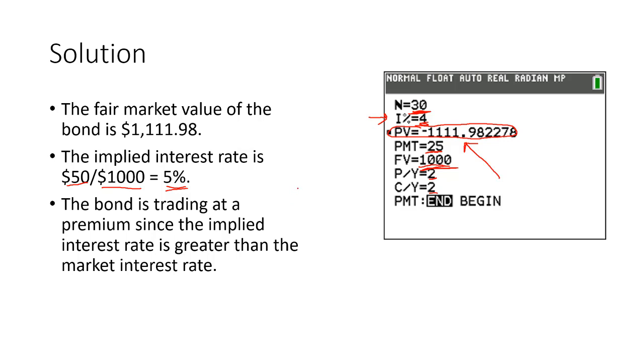So read problems carefully, but it's going to be simply a matter of understanding the problem well enough to plug those values into your calculator and then interpret the results in context of the problem. So I hope this helps you find the fair market value of a bond. Good luck moving forward. If you have specific questions, please let me know.